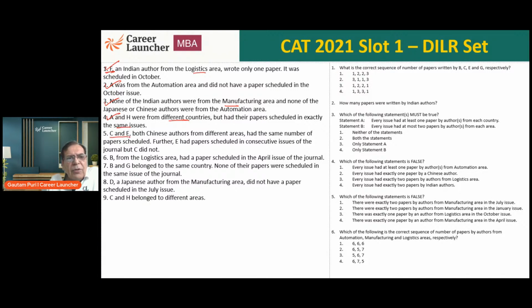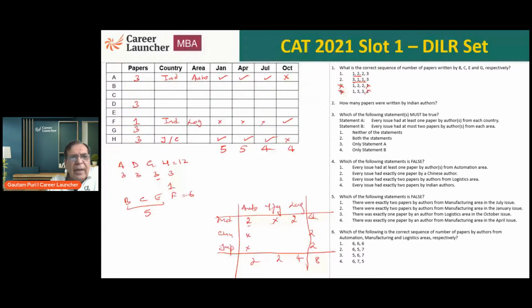Next one. C and E, both Chinese authors. So C and E are Chinese. C is China. E is also China. So 2 Chinese gone. There are 2 Chinese now. What about H? That means H has to be Japanese, because maximum you can have 2 Chinese, and C and E are definitely Chinese. So H cannot be Chinese, it is Japanese.